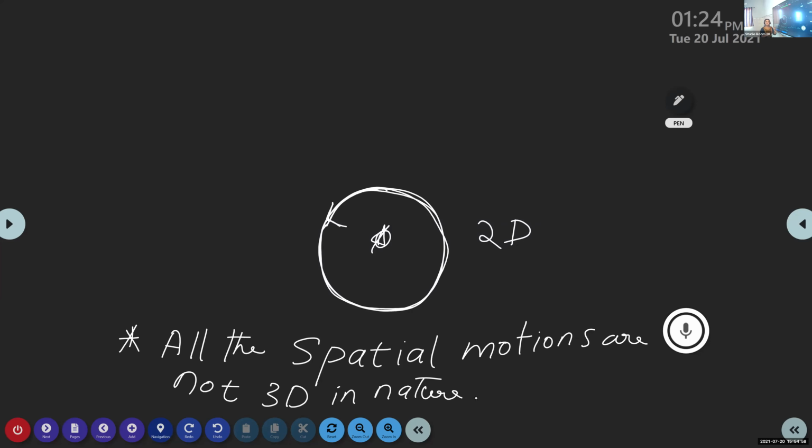So even though it is a spatial motion, we know that the planets are revolving around their own star. It takes place in space, right? But it takes place through a fixed circular path. So we can say it is a two-dimensional motion. So you must keep this point in your mind. All the spatial motions are not three-dimensional in nature. If the motion occurs through a fixed path, then the motion will be two-dimensional in nature.